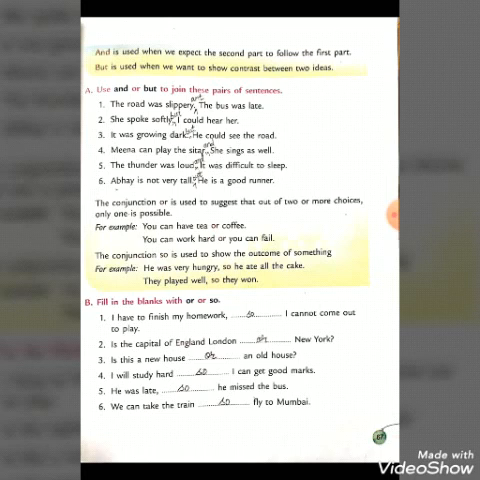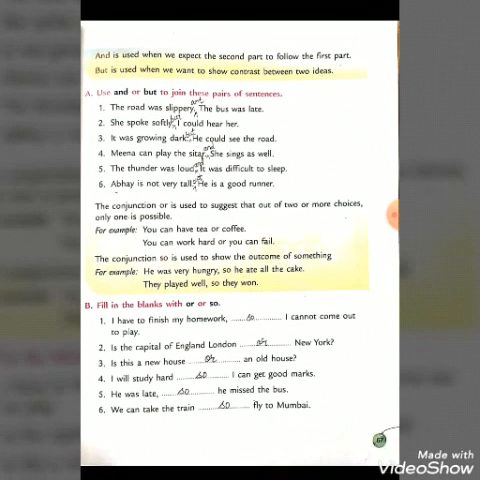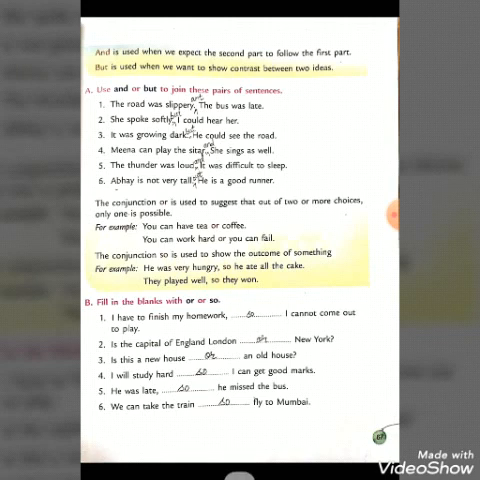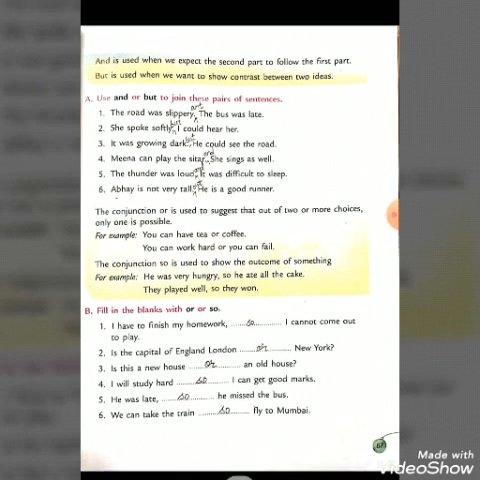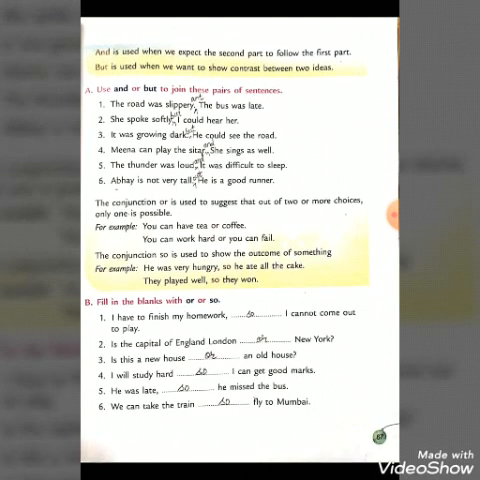Now the word but, it is also a conjunction. We know that the conjunction word but is used when we want to show contrast between two ideas. So here, my dear students, on page number 67, use and or but. Here you have to use and or but to join these pairs of sentences which are given below.